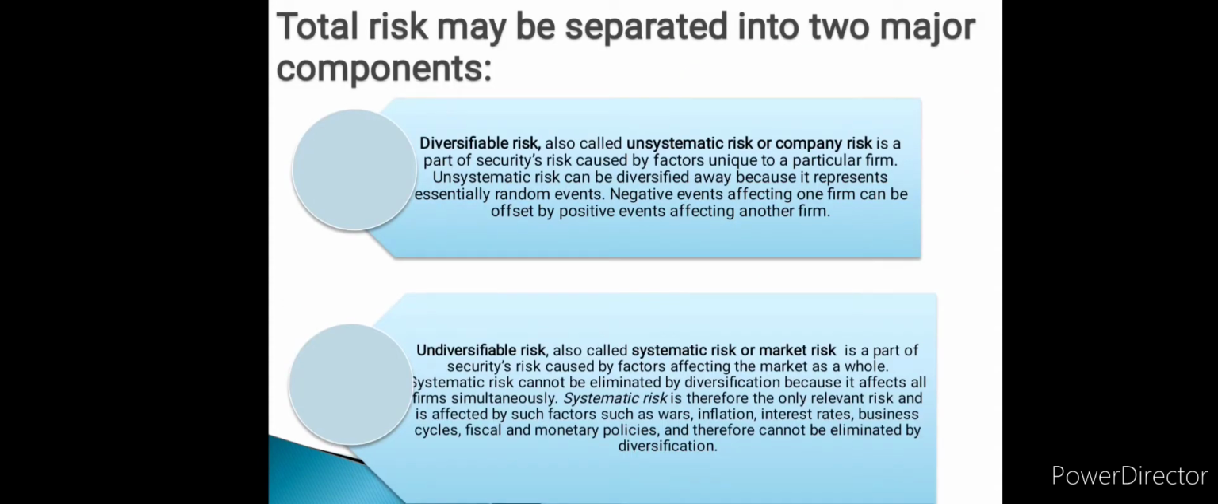Total risk also may be separated into two major components. First is the diversifiable risk, also called unsystematic risk or company risk. It is that part of securities risk caused by factors unique to a particular firm. Unsystematic risk can be diversified away because it represents essentially random events. Negative events affecting one firm can be offset by positive events affecting another firm.